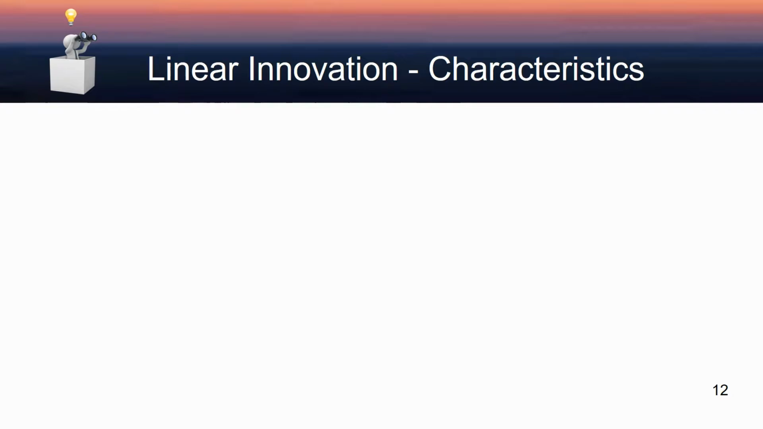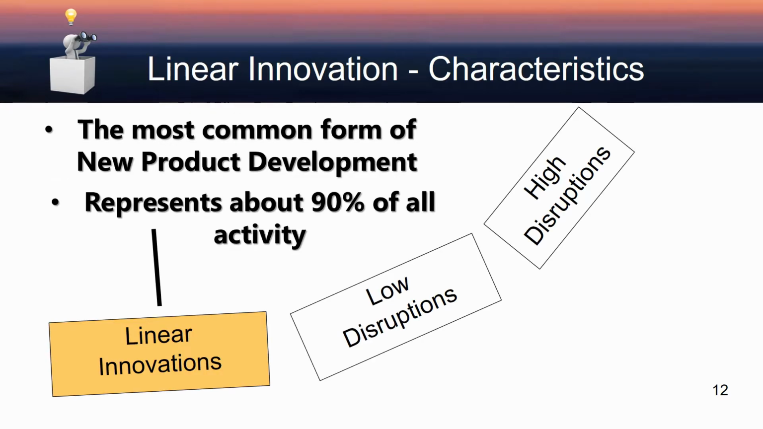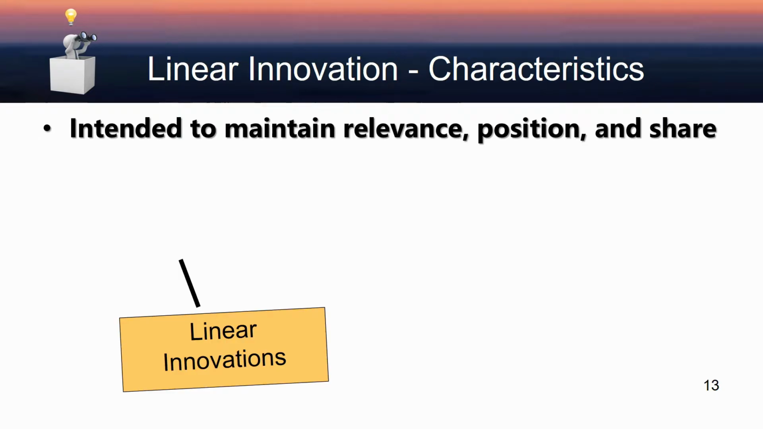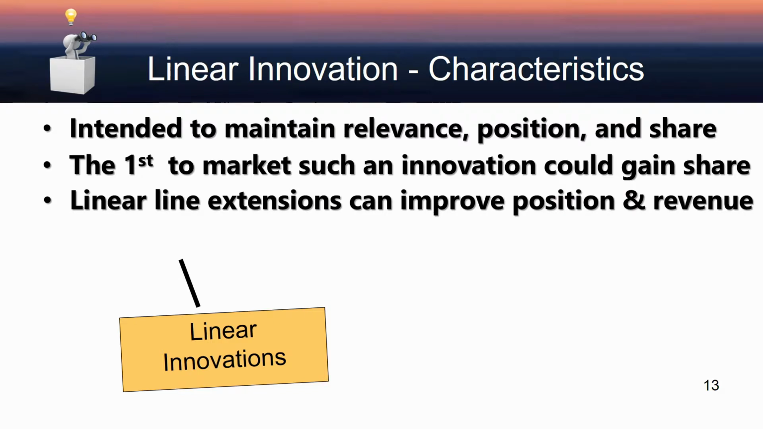Let's start with linear innovations. It is the most common form of new product development, representing about 90% of all activity in new product programs. Linear innovations are intended to maintain relevance, position, and share. The first to market such an innovation could gain share. Linear line extensions can improve position and revenue, and linear innovations typically require the least investment.